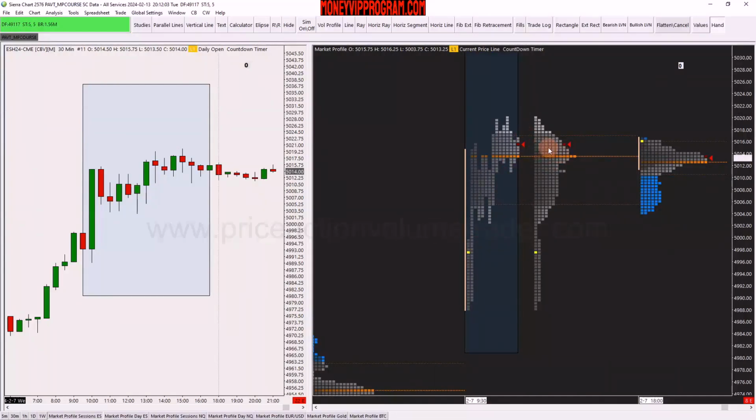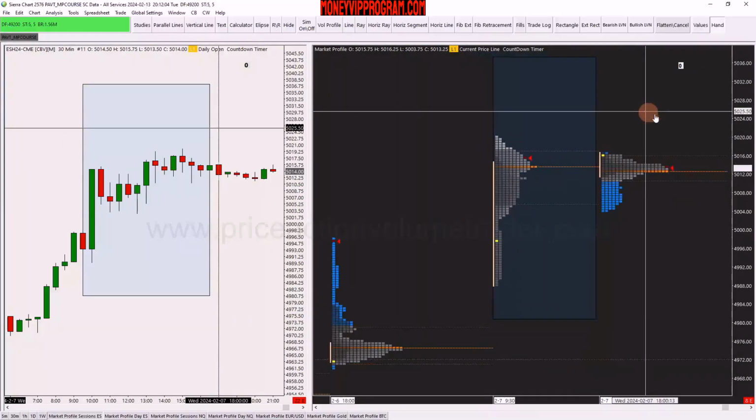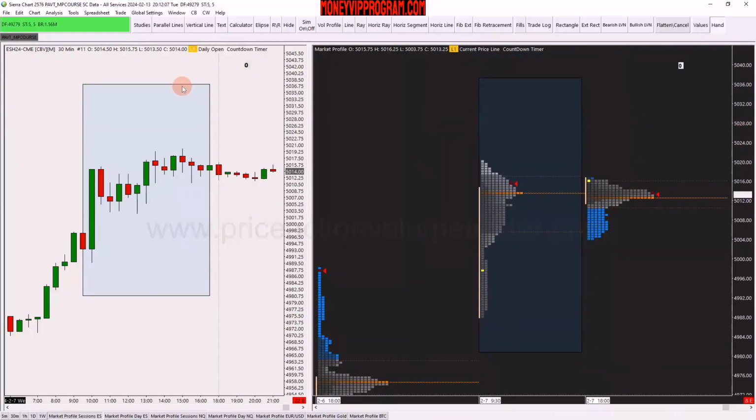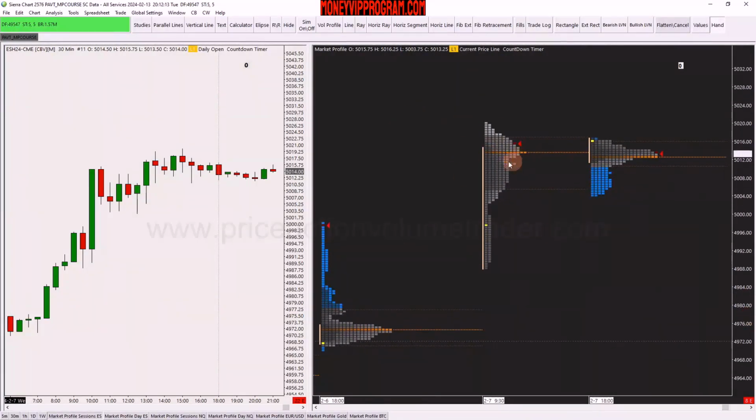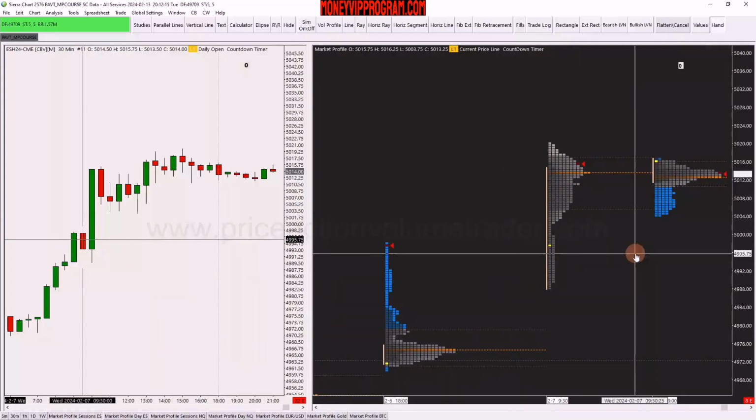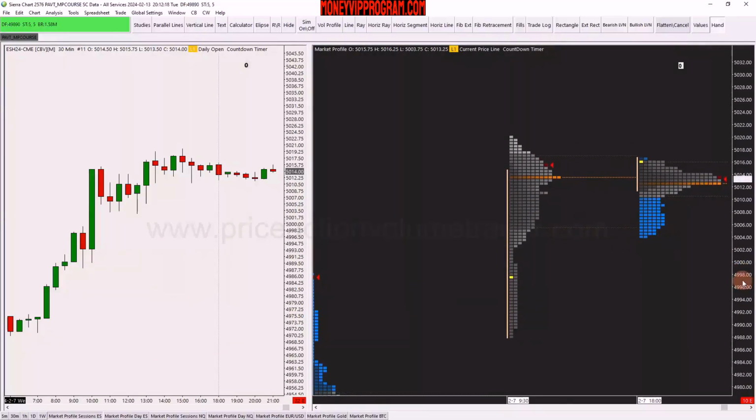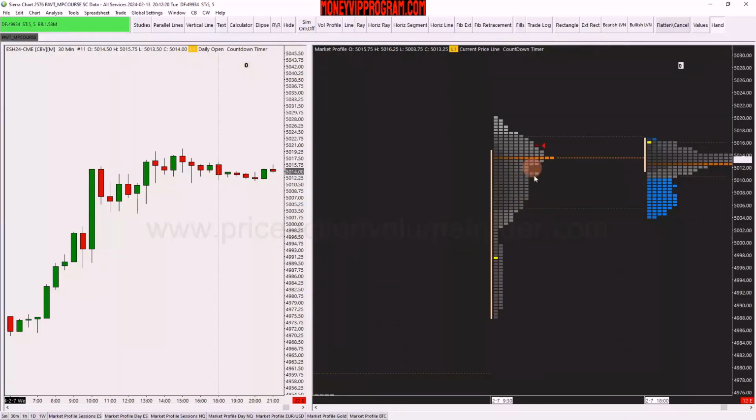Okay, but let's just undo this, and let me take this off, and let's put on a replay so we can see how this market profile developed throughout the day, and you can see how this thing forms.